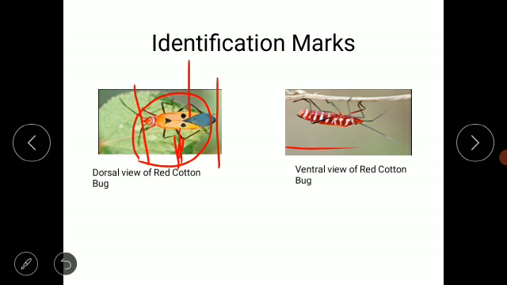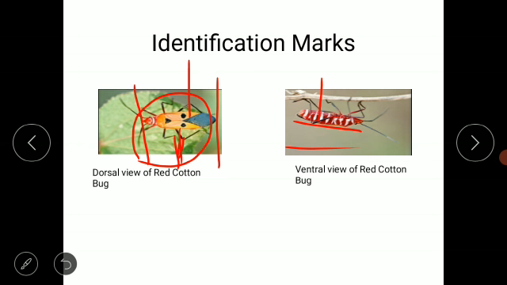Then a series of white transverse bands are also present on the ventral side of the abdomen. See, this is the ventral surface. So we are able to observe the white strips. So ventrally, though the whole bug is red in color, the ventral side possesses white colored strips. Then the mouth parts are adapted in the adults for piercing and sucking.